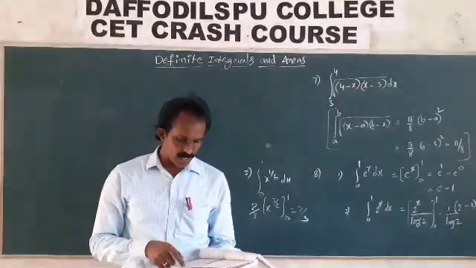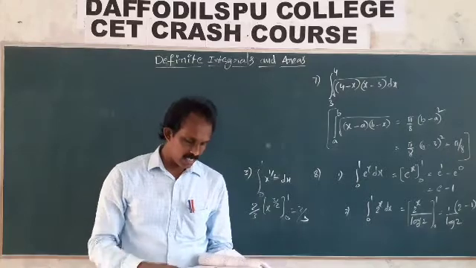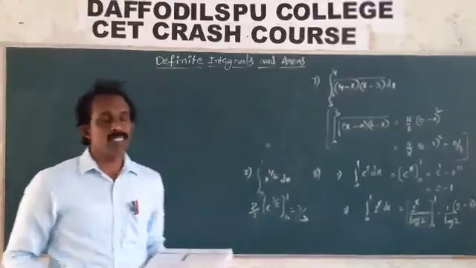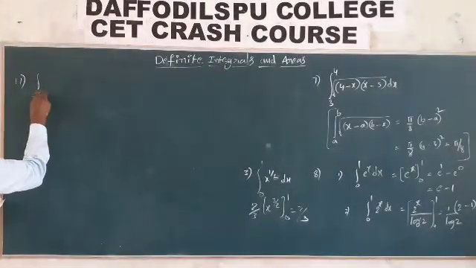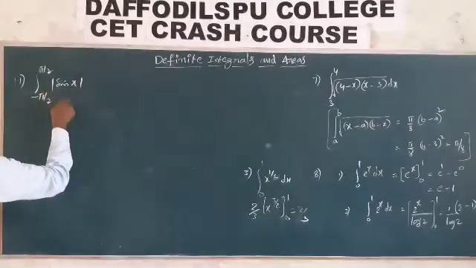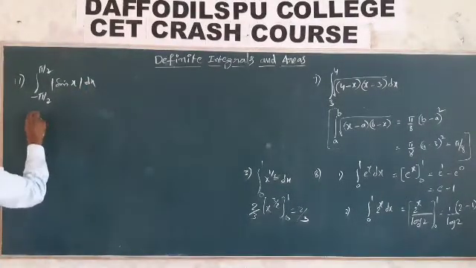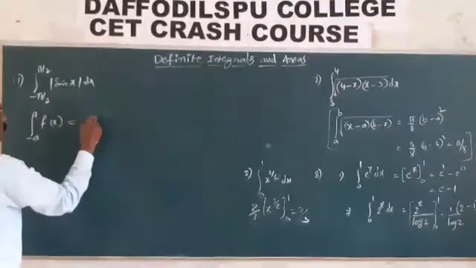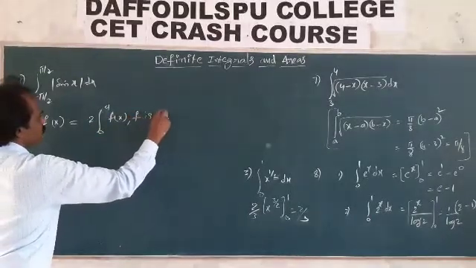Next, the 11th question. Minus pi by 2 to pi by 2, mod sin x. So that is property number 7. Use property number 7. So this is minus pi by 2 to pi by 2 of mod sin x dx. In our property, minus a to a of f of x is equal to 2 into 0 to a of f of x if f is even, and 0 if f is odd.